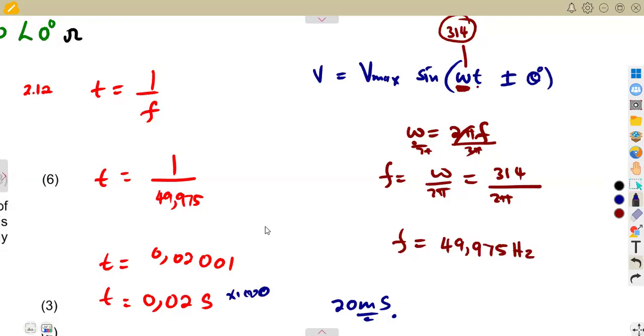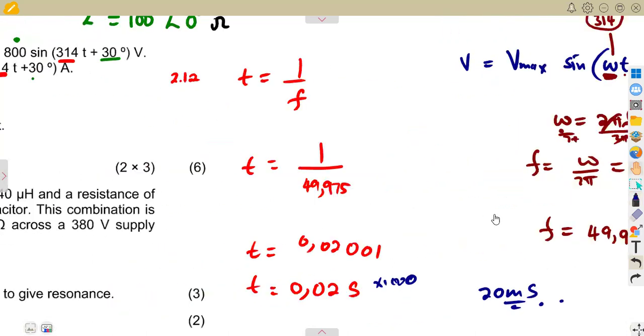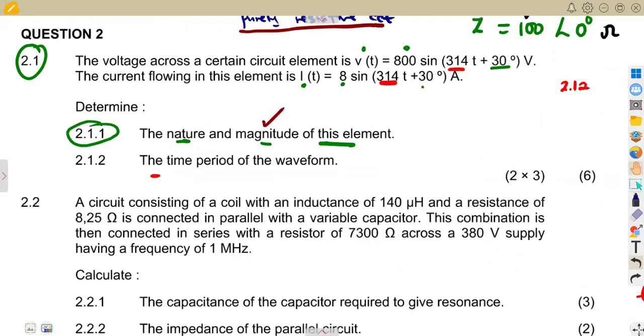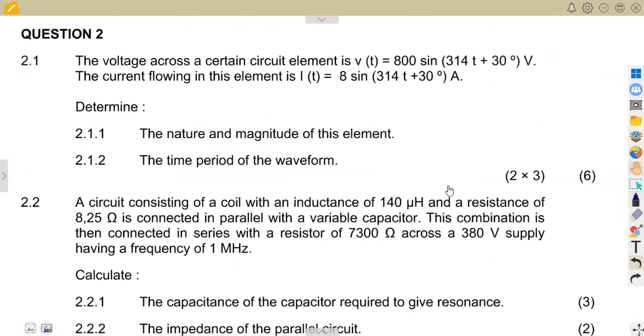So given this condition that you are given the frequency, or you calculated the frequency, from the frequency, you can calculate the time. So this is how your questions might be like. So that was it on this question. 6 marks, which is actually a lot in exam to obtain this.